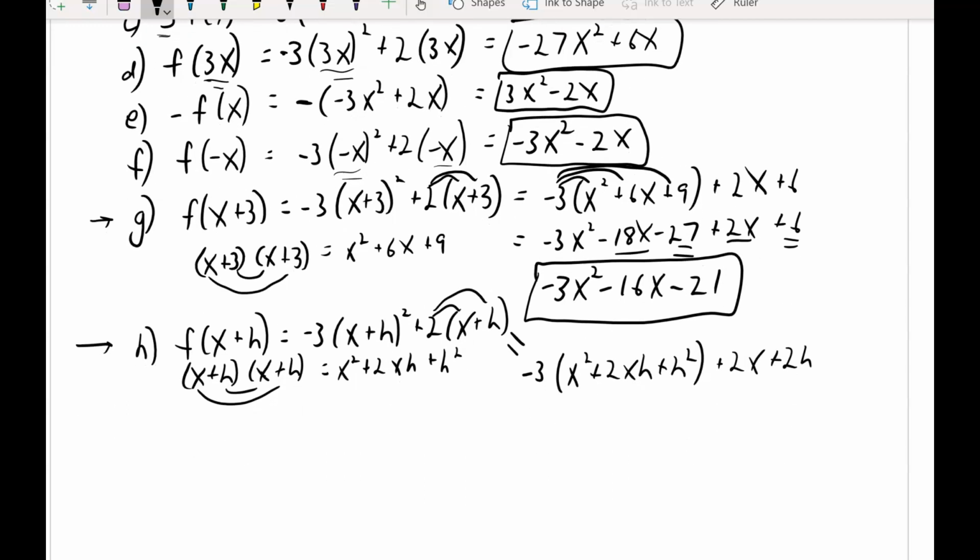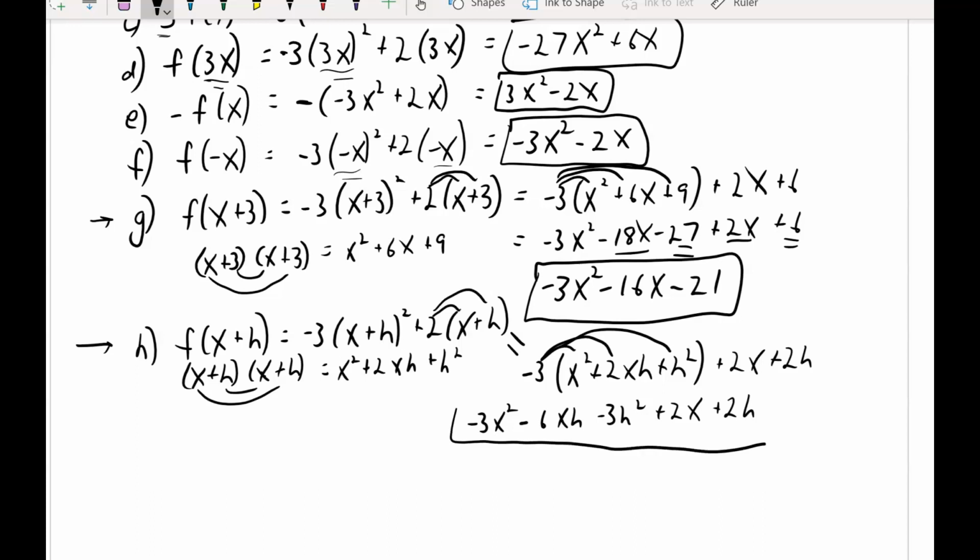One more distributive property, and then we'll combine terms if there are any. So we have negative 3x squared here. We have minus 6xh, and we have minus 3h squared. And then we have our plus 2x plus 2h. Now let's look at this for a second and look for like terms, and I don't see any. So that means, as ugly as it may look, because you always want things to simplify to smaller, fewer terms, that's the answer.